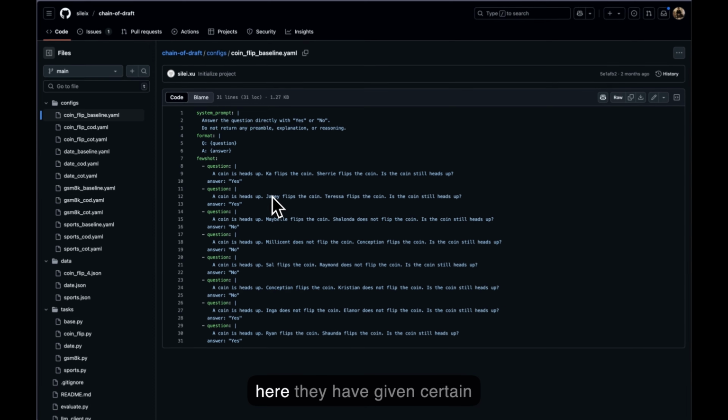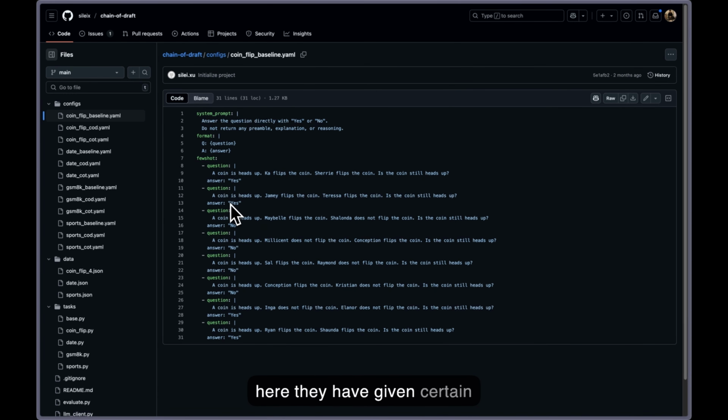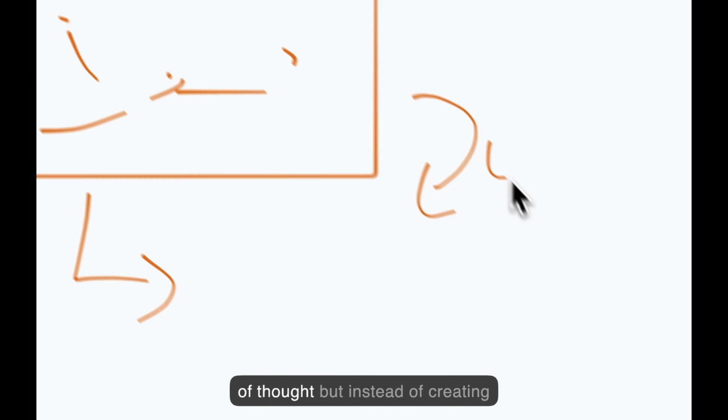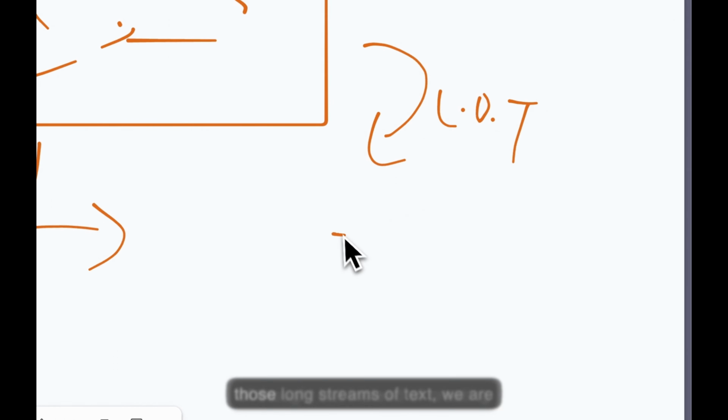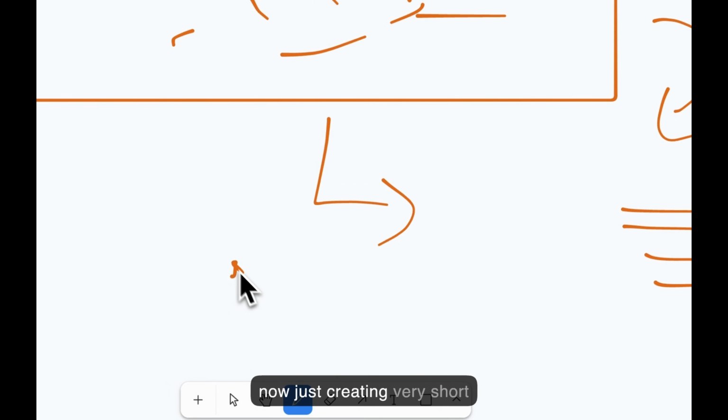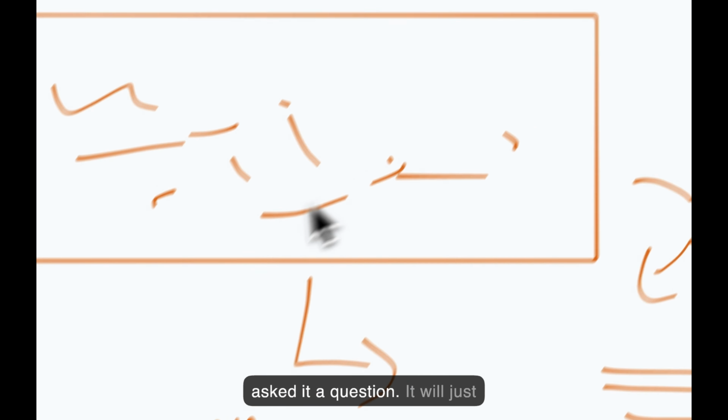So over here, they have given certain drafts for it to understand. Like, hey, if I get this type of prompt given to me, I need to create these drafts. So this is work on top of chain of thought, but instead of creating those long streams of text, we are now just creating very short summaries. So let's say I have asked it a question.